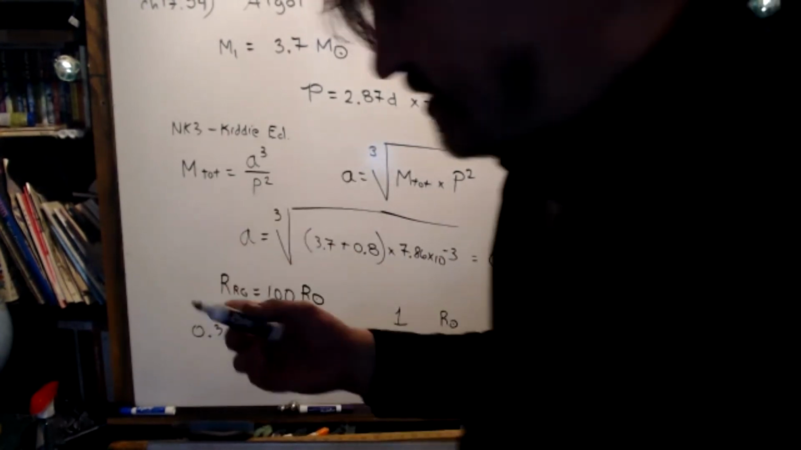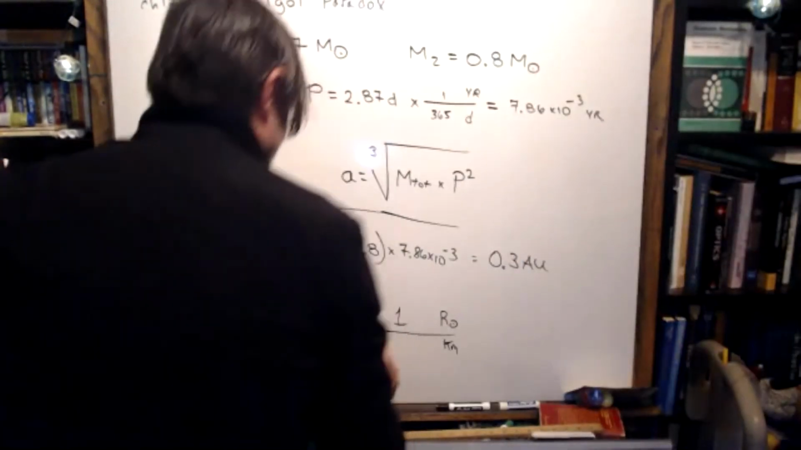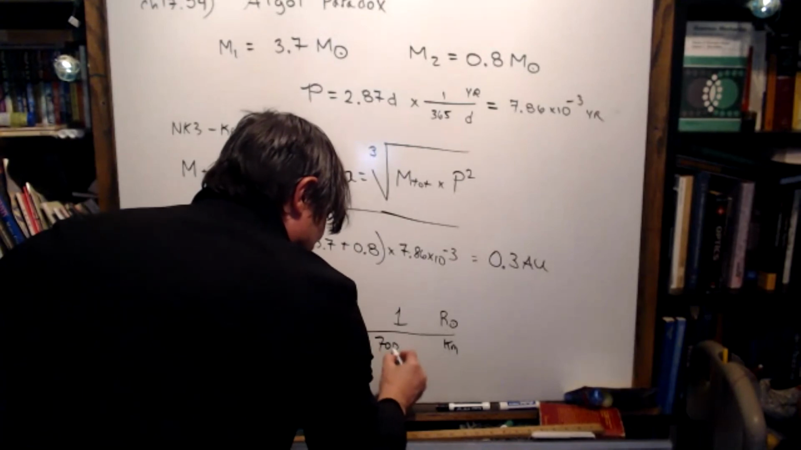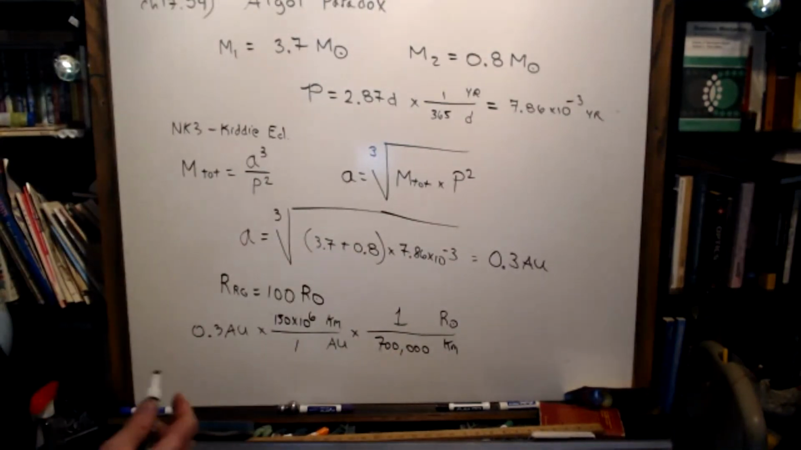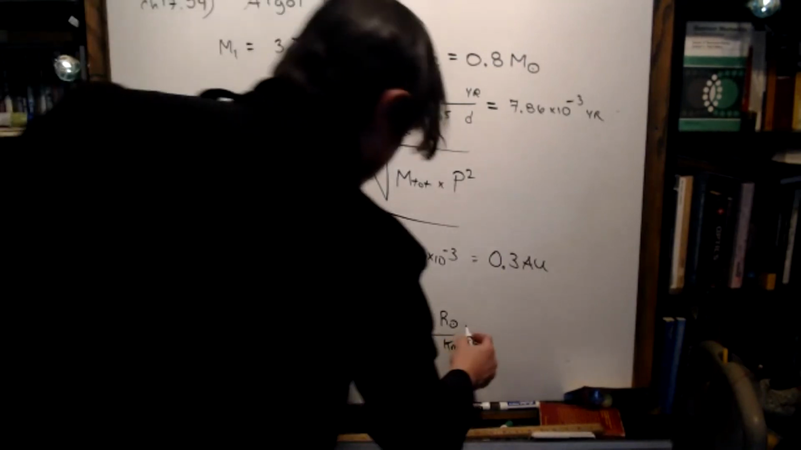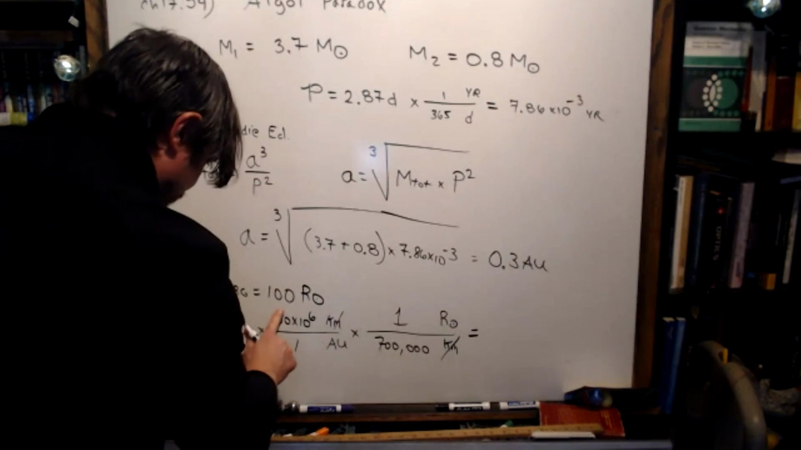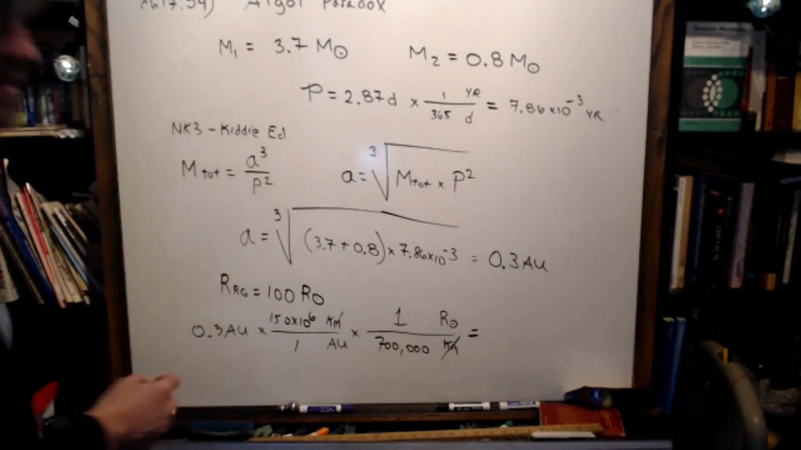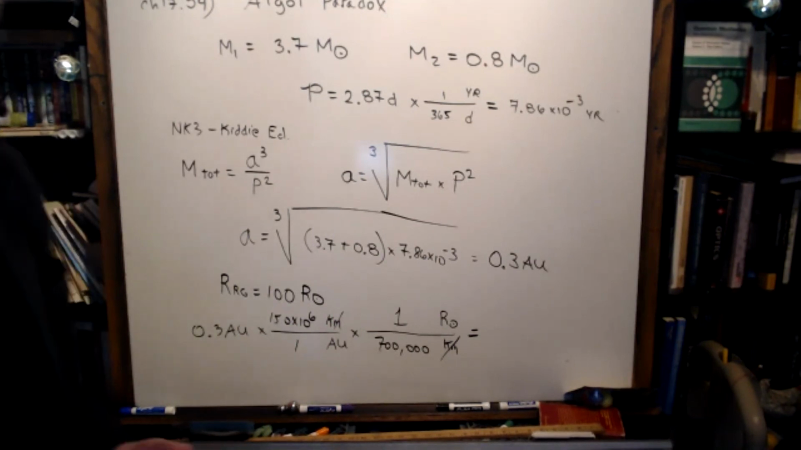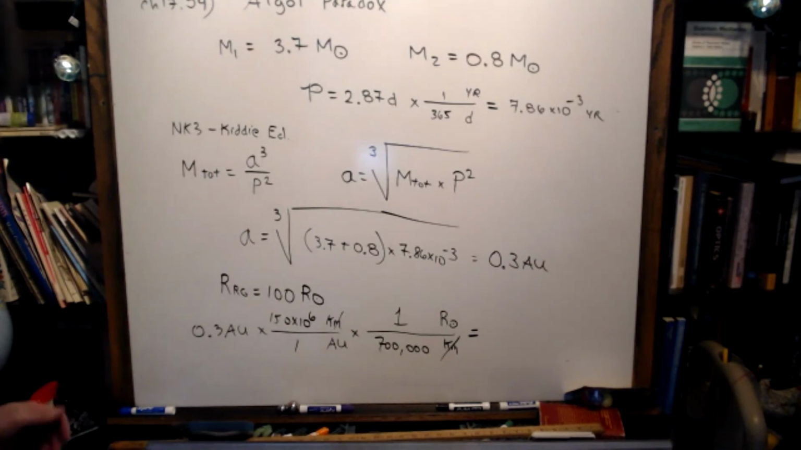It's 700,000. I'm going to put me out of your misery. Yeah, 700. Punch it up. That's 150, by the way, times 10 to the 6. 55 solar radii.